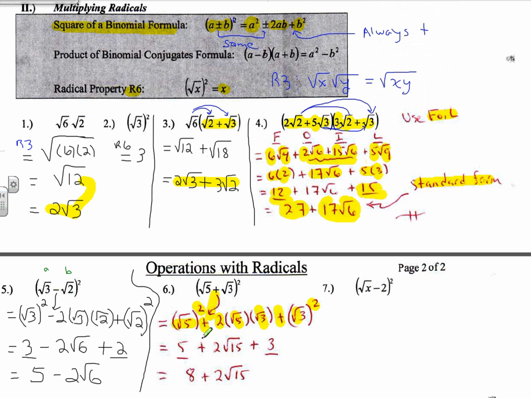Use property R6, radical 5 squared is 5. On the very end, radical 3 squared by property R6 is 3. And then in the middle, I use property R3 and I multiply the radicands of these two radicals and I get 2 radical 15. Combine the 5 and the 3, gives me an 8, and then I write the 2 radical 15 last. So there's my expression in its simplest form, 8 plus 2 radical 15.